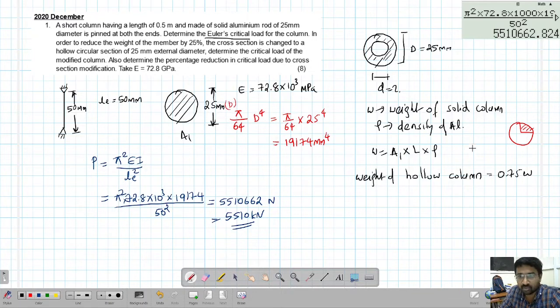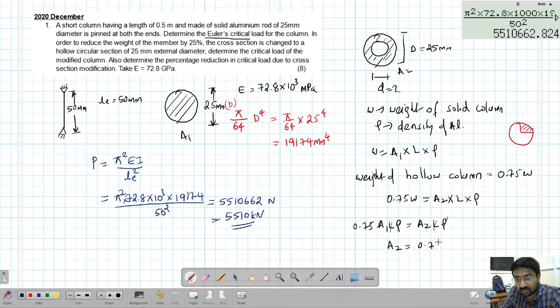Okay. Now, that means 0.75 W will be equal to the area of this column, which I'll call A2, times the length of the column, which is the same, and the density of the material will also be the same. Now we will equate this. That means 0.75 A1 L rho equals A2 L rho. Now L rho I can cancel. So the second area should be 0.75 times the first area. The second area is the area of the hollow section.